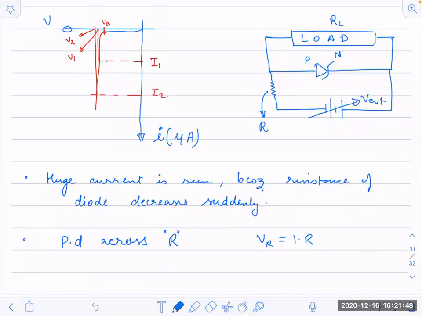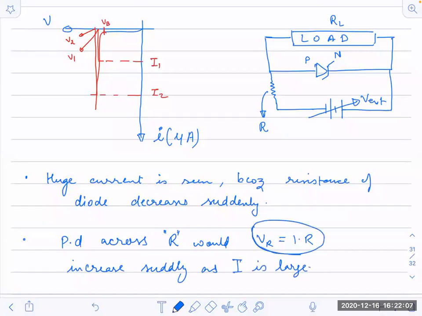So potential difference across R would increase suddenly as I is large. And from where you can say this? You can say this from this formula of the potential difference, that since R is a constant, I is increasing, this implies potential difference, that's V into R, would increase. Is it okay?